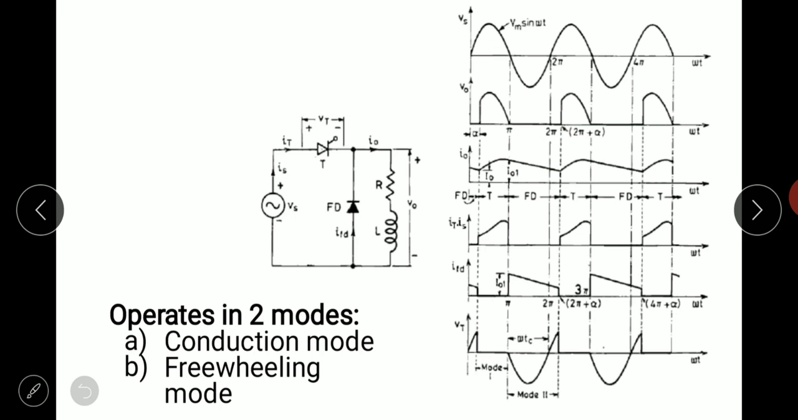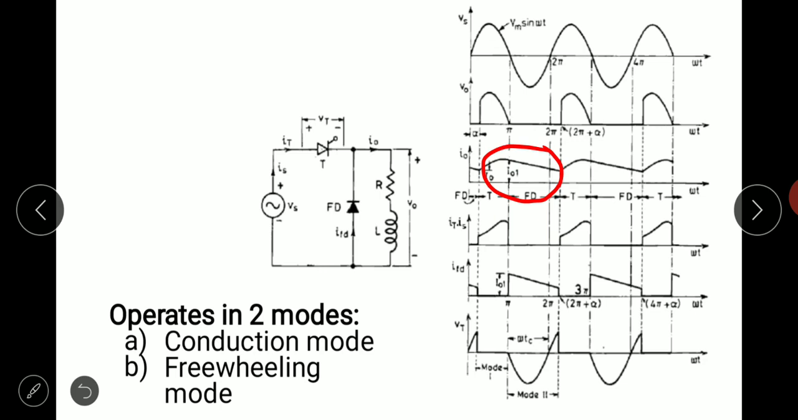When the SCR is triggered at an angle 2 pi plus alpha, again the conduction will start through the thyristor, because in that case the thyristor will be forward biased and the diode will be reverse biased. So the current will flow through the thyristor instead of the diode. The diode will become reverse biased and the thyristor will become forward biased. It will be in conduction mode.